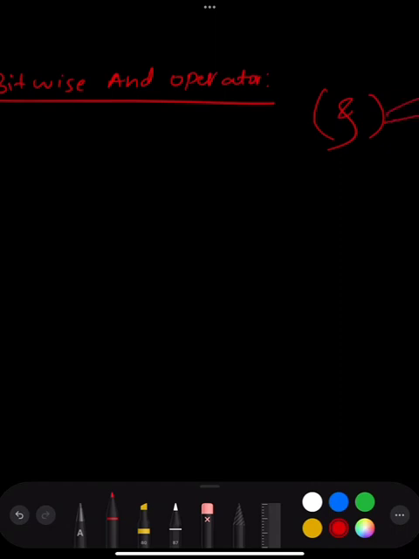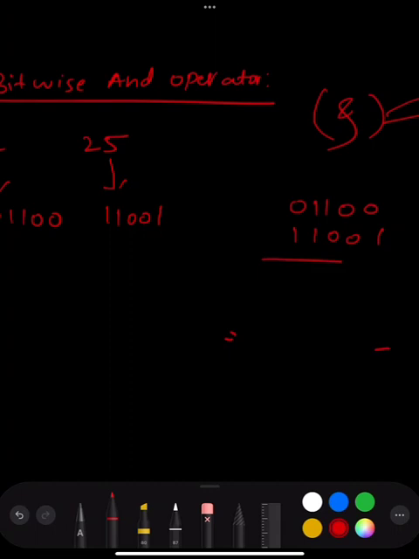Let us suppose the bitwise AND operation of two integers 12 as well as 25. The binary number of this is 0, 1, 1, 0, 0. The binary number of this one is 1, 1, 0, 0, 1. We are going to take the two numbers and perform the bitwise AND.